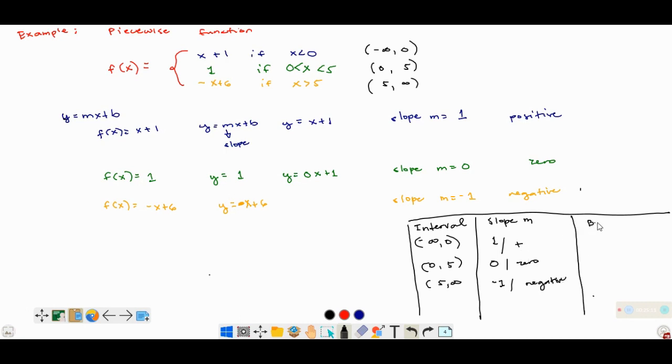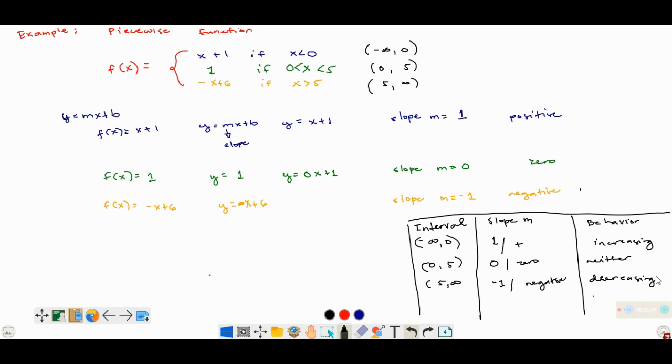And then, dun tayo sa behavior. Ano yung behavior nung line natin from negative infinity to 0? Of course, it is increasing. Followed by, of course, this is neither increasing nor decreasing. Neither na lang yung susulat ko. And finally, we have here decreasing functions. Okay? Now, let us look at another example.